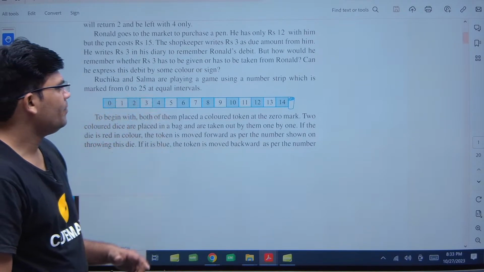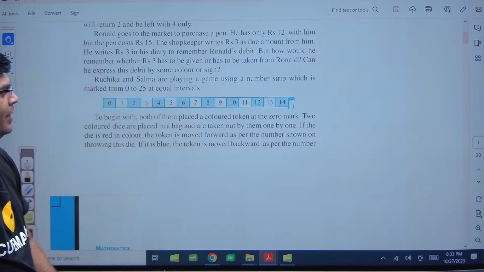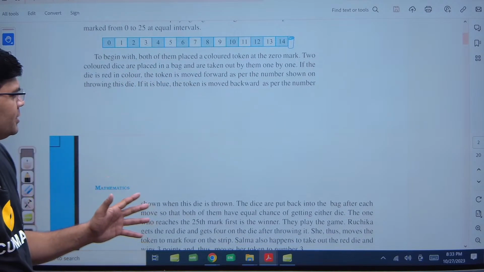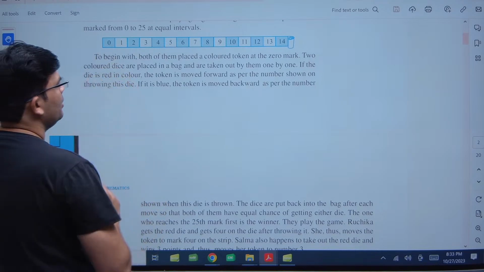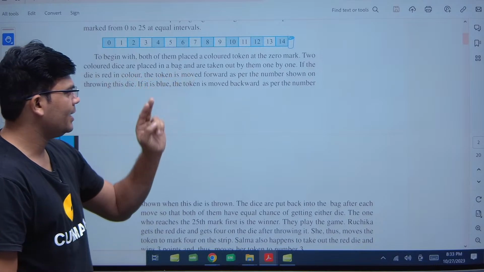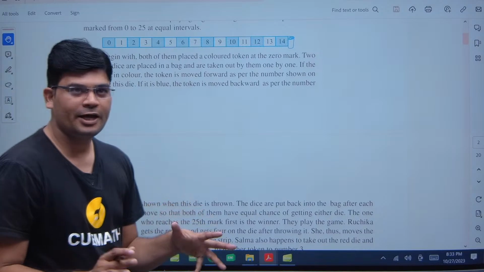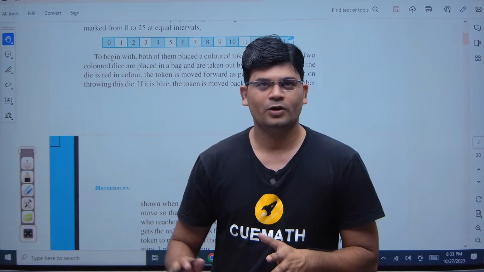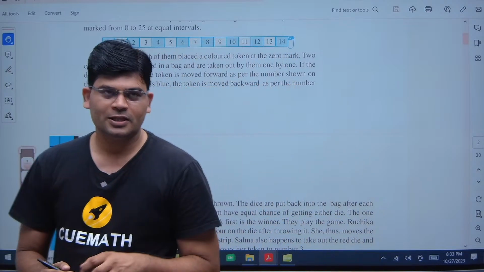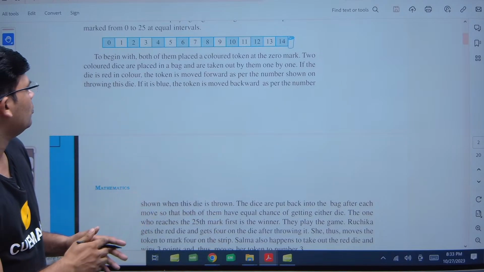Ruchika and Salma are playing a game using a number strip which is marked from 0 to 25 at equal intervals like this. To begin with, both of them placed a color token at the 0 mark. Two colored dice are placed in a bag and are taken out by them one by one. Are you understanding the game? They are having 2 dice, one is colored. Then they put the dice in the bag, take them out and then throw.